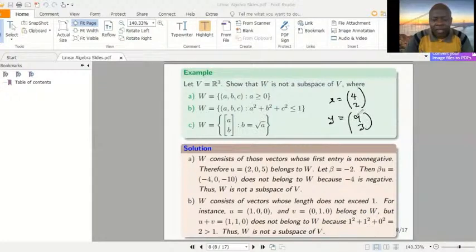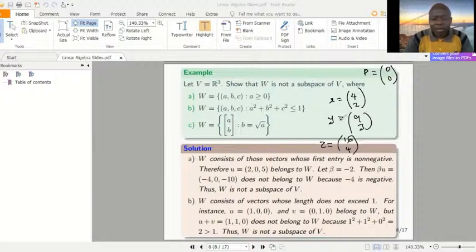So the second element here is the square root of the first element. W will also consist of vectors like 16, 4, and so on, so long as the second element is the square root of the first element. So these are part of the vectors in W. W will also contain the vector 0, 0, because the second element here is the square root of the first. So in other words, this W contains the zero vector.